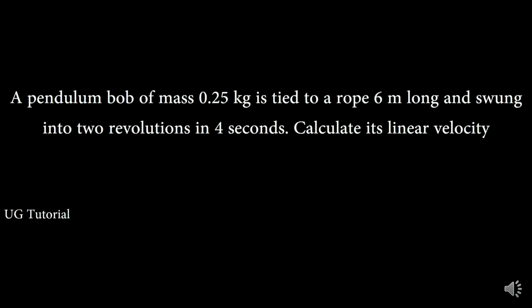Okay, now let's try and look at this question displayed on the screen. If you read through this question first, you will notice that you are given mass 0.25 kg, and you are given radius to be 6 meters, and it was in 2 revolutions, and the time t is equal to 4 seconds, and we're being asked to calculate our linear velocity.